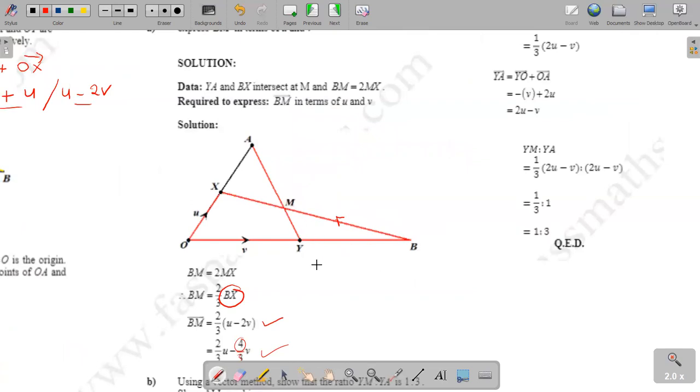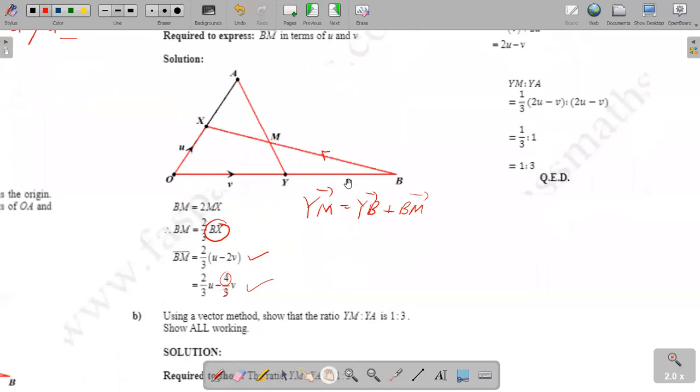You got to go to B first, innit? So YM, write your pathway. What's your pathway? Equals YB plus BM. Oh, you're following me? So you see the pathway you got to follow?